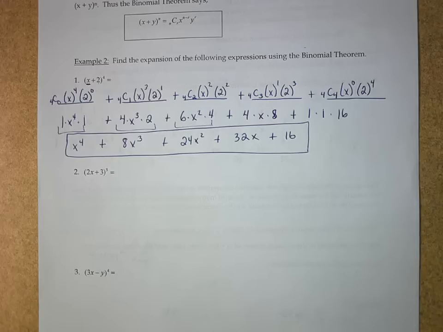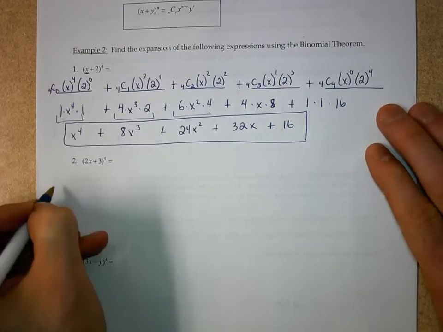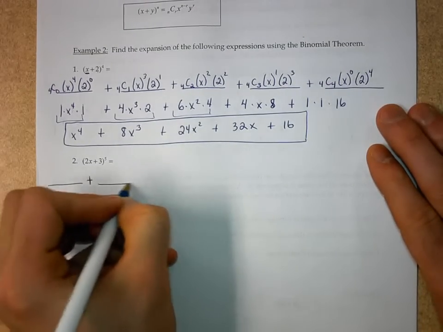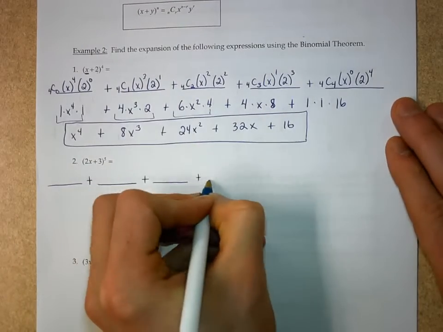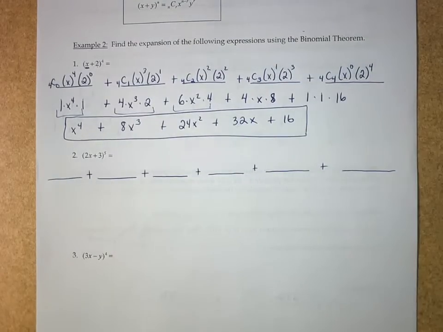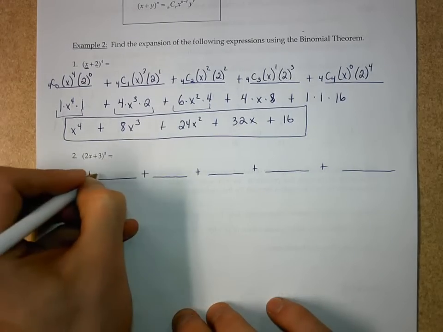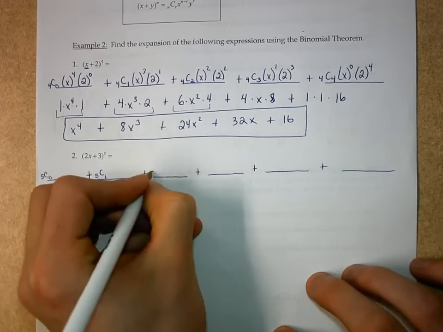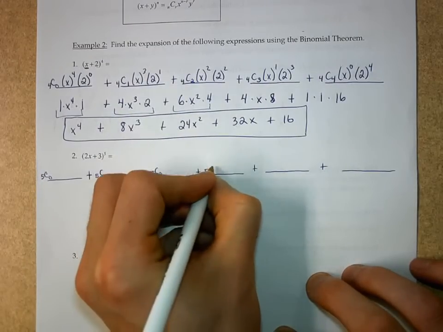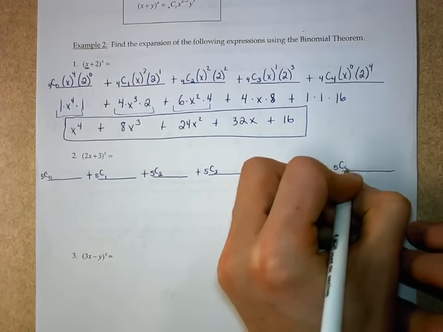The next one I want to look at, 2x plus 3 raised to the fifth. Since I've got 5, or raised to the fifth, I'm going to have 6 terms. So 1, 2, 3, 4, 5, 6. And I'm going to use row 5 of Pascal's triangle. So my combination is 5 choose 0, 5 choose 1, 5 choose 2, 5 choose 3, 5 choose 4, and 5 choose 5.